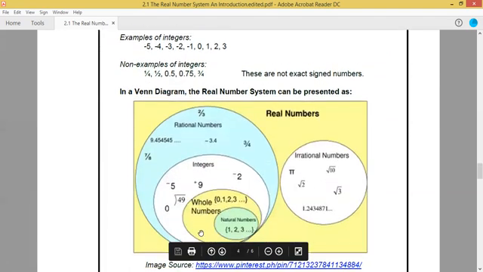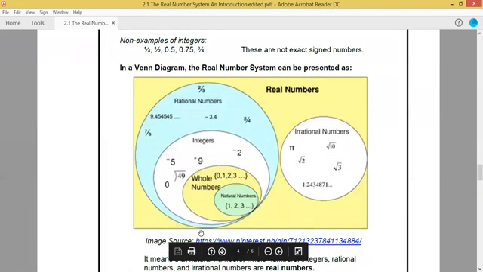Let me have a Venn diagram for signed numbers. The universal set is the set of real numbers. And there are two kinds. They can be rational or irrational. Remember that the two sets do not intersect. It means that there is no rational number that is also an irrational number. They are completely different. Rational numbers can be integers, whole numbers, or natural numbers.